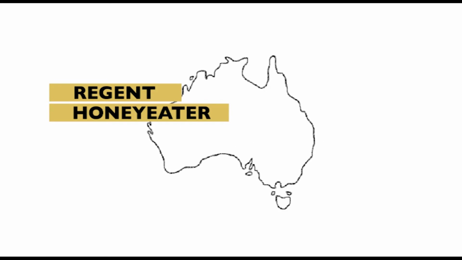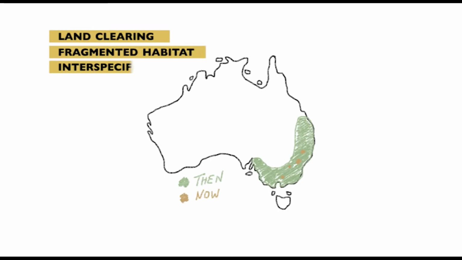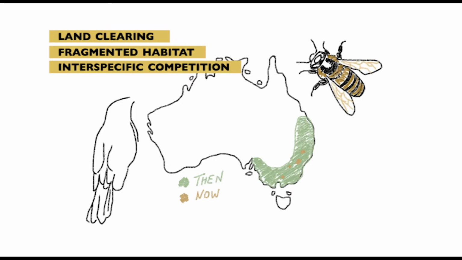These birds once inhabited almost a third of Australia, ranging from Adelaide to the Pacific Ocean and well up into Queensland. Now their population is estimated to be around 300 to 400 individuals. The decline has been largely attributed to land clearing and fragmenting woodland habitat, not made easier with increased competition from non-native species like European honeybees and noisy miners.